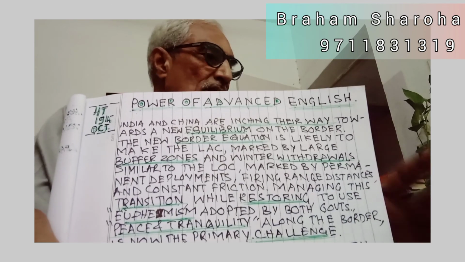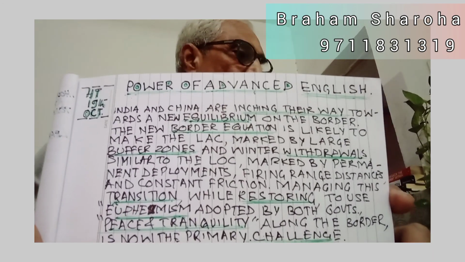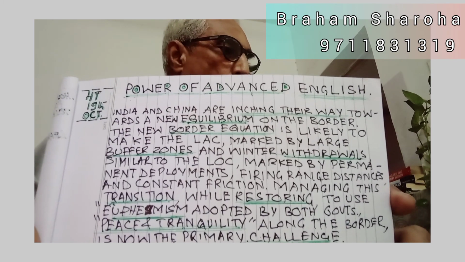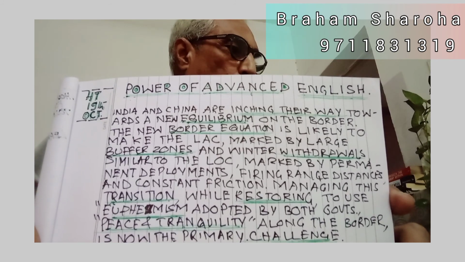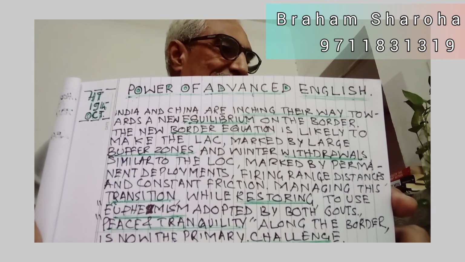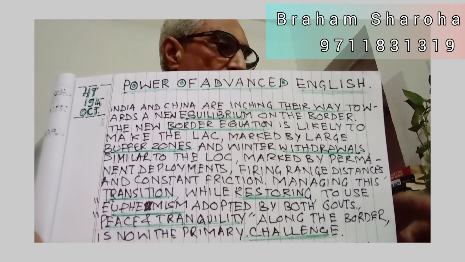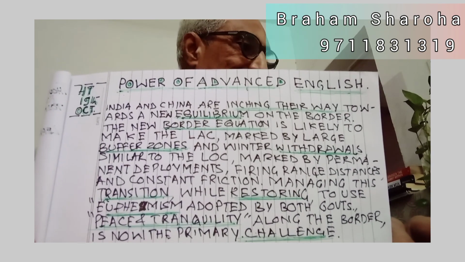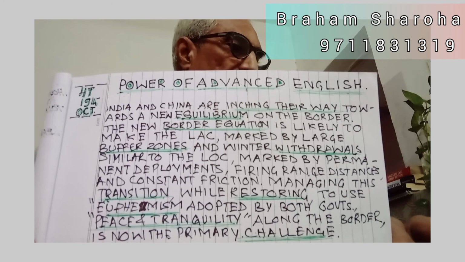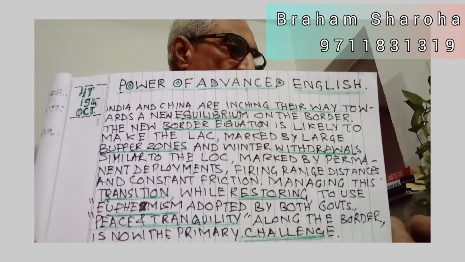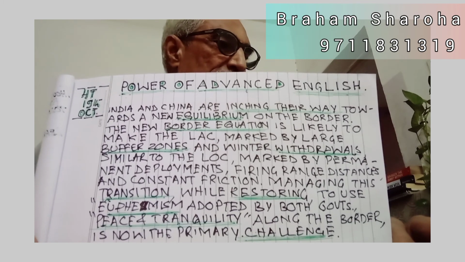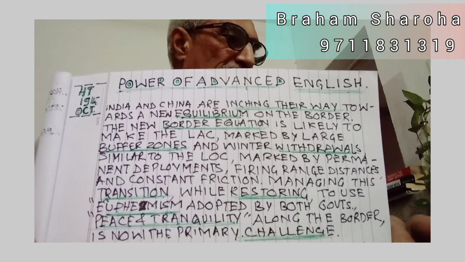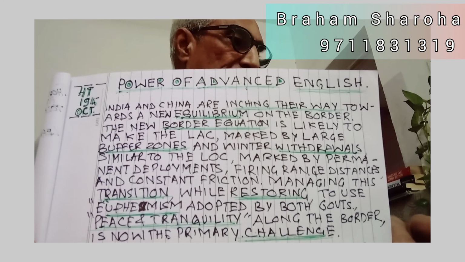The article says, India and China are inching their way towards a new equilibrium on the border. The new border equation is likely to make the LAC, line of actual control, marked by large buffer zones and winter withdrawals, similar to the LOC, line of control, marked by permanent deployments, firing range distances, and constant friction.